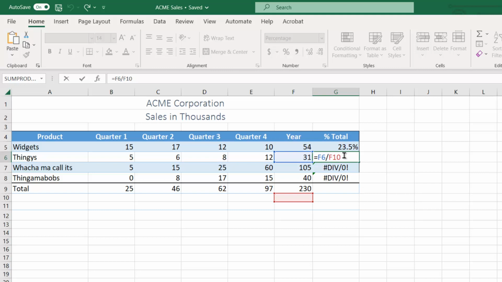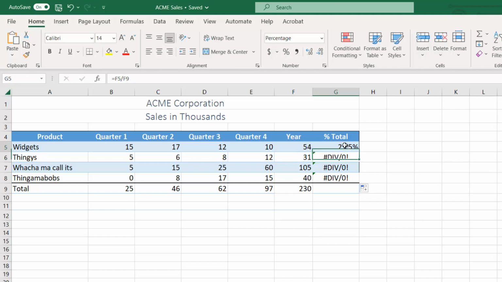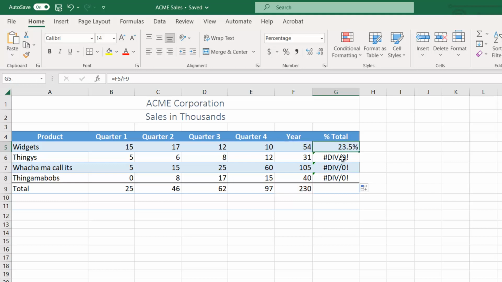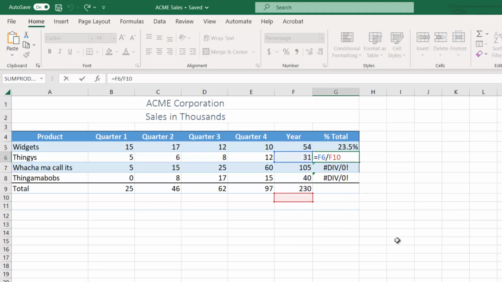What happened is when it copied this formula down, let's look at the original formula. It was F5, which is my total for widgets divided by the grand total. That's what I wanted. But when I copied it down one row, it changed the F5 to F6, which is great. That's thingies. But unfortunately, it changed F9 to F10 because everything moved down one row, so it changed the formulas to be one row lower for both of them.